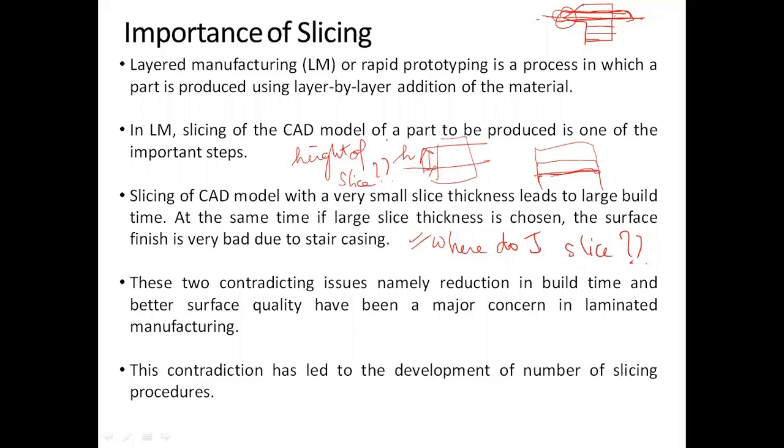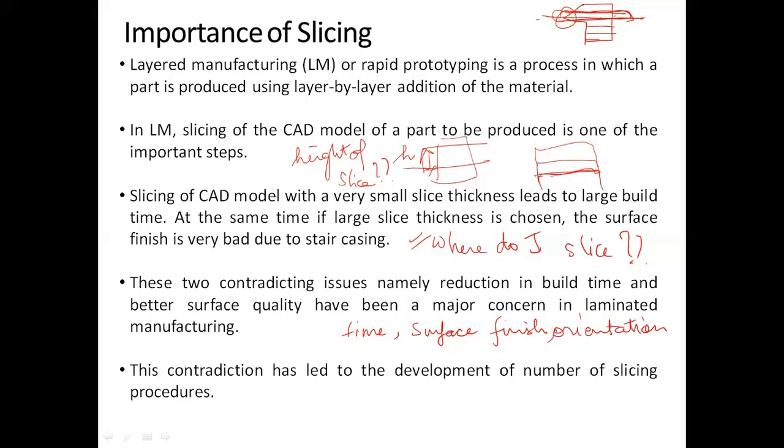because slicing of a CAD model also affects the three basic criteria of additive manufacturing, that is time, surface finish, and the third most important aspect, that is orientation.